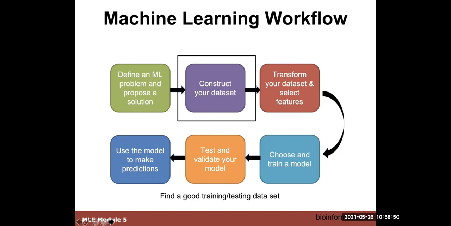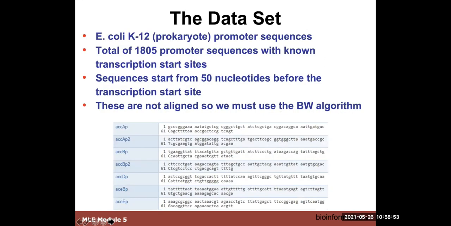From our plan, we have to get our data set. There is a large collection of E. coli promoter sequences, a total of about 1,800, where there's a known transcription start site. These were all collected to span about 50 bases before the transcription start site. Now, these are not aligned, so we aren't attempting to find the Pribnow box through alignments. We're just saying, here's a mess of sequences, here's 1,800 of them. Let's use the Baum-Welch algorithm to figure out where the patterns are.